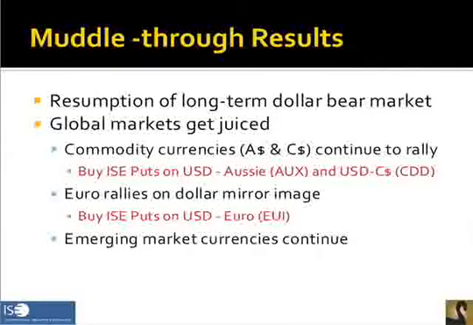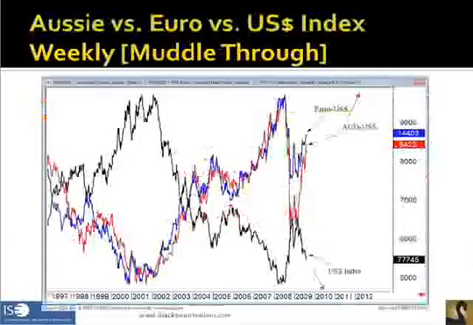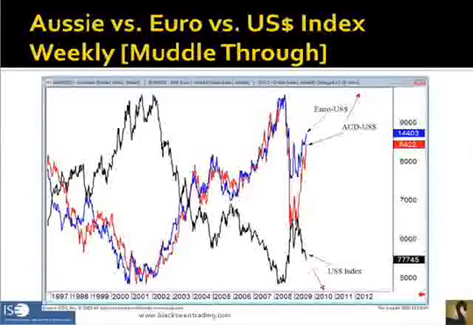So in a muddle-through strategy, basically we see a resumption of the long-term dollar bear market trend. And Steve will give you some ideas how to play that. Again, the commodity currencies may continue to get juiced. The euro is really the mirror image currency. What's seen as a dollar alternative currency will continue to do well on a muddle-through strategy. Aussie higher, U.S. dollar back in that bear market.